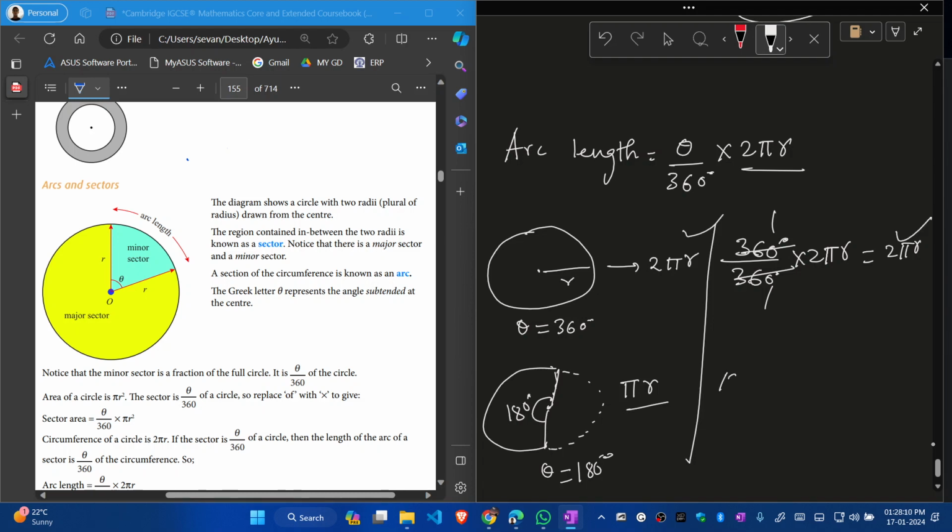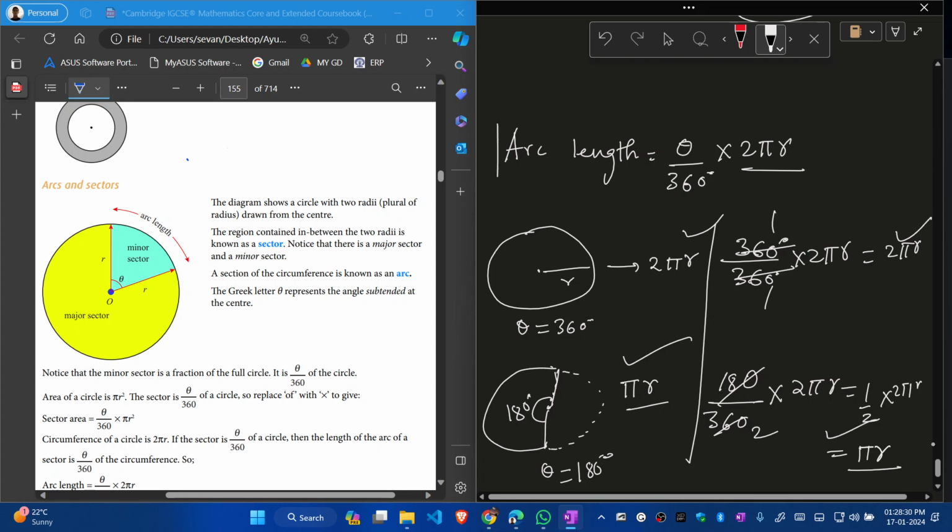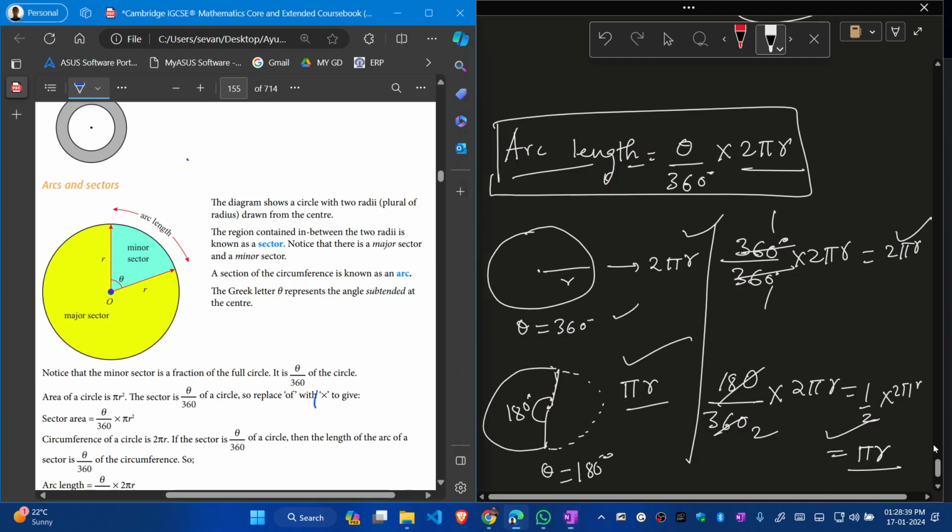And in this case, theta is 180. 180 over 360 is 1 over 2, so 1 over 2 into 2 pi r. Basically, it is equal to pi r only. So can you see this thing happen? These two are valid formulas, and you can easily validate them with the help of these examples.